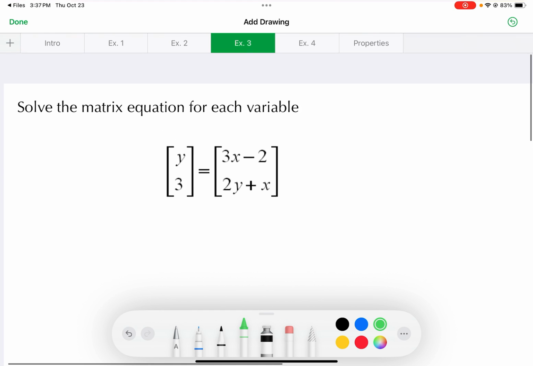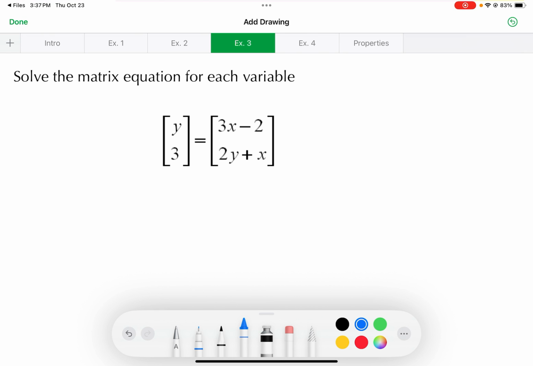Okay, example 3. We have more of the same thing. I have a matrix equation that I'm trying to solve here. Now, at first glance, you might think these matrices do not have the same dimensions. So the first matrix, I would say, has 2 rows and 1 column. Well, technically, so does the second matrix. This is also 2 by 1. Why? Because this is all considered one element of the matrix, and so is this. So really, there's only 1 column here, okay?